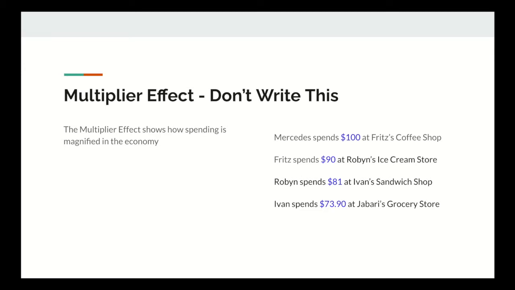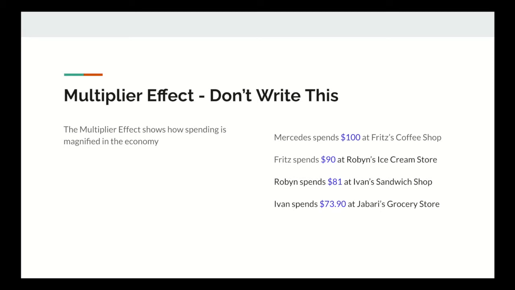Let's say that Mercedes spends $100 at Mr. Fritz's ice cream shop. No, coffee shop. I'm sorry. Mercedes spends $100 at my coffee shop. I now have $100 to spend. I decide out of that $100, I'm going to spend $90 at Robin's ice cream store. I know that's a lot of ice cream, but I like ice cream.